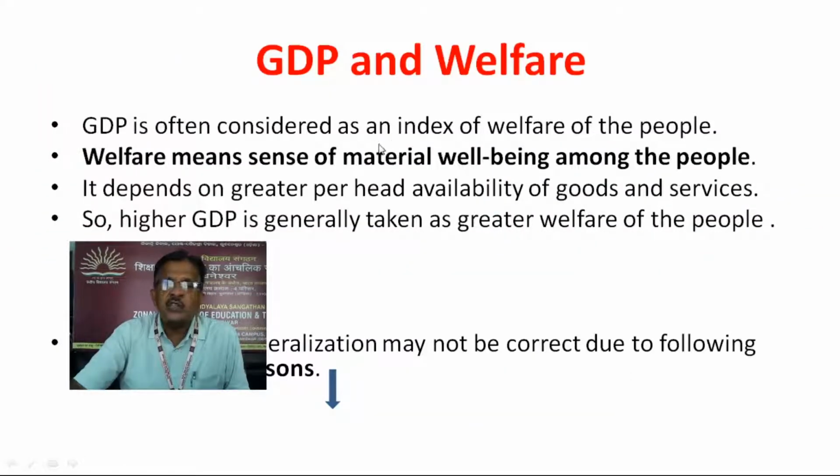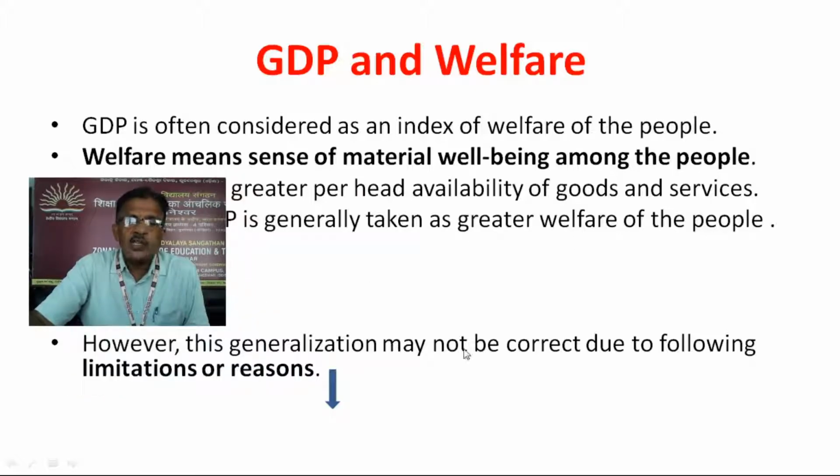GDP is often considered as an index of welfare of the people. Welfare here means the sense of material well-being among the people. It depends on greater per head availability of goods and services. That means if more goods and services are available to each and every individual, then there will be a sense of economic welfare in the country. So higher GDP is generally taken as greater welfare of the people.